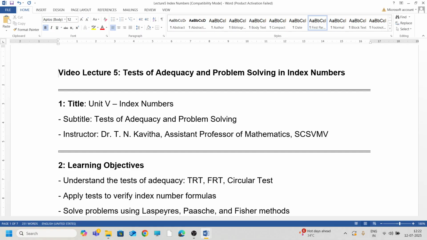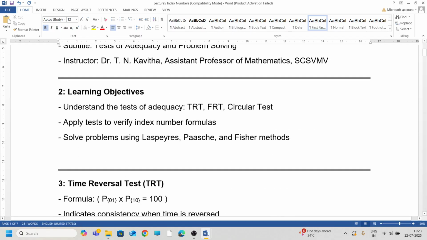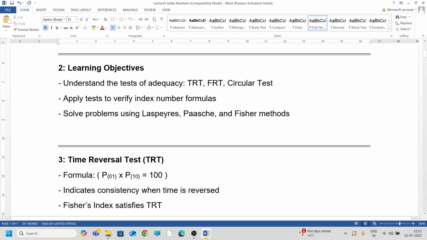I am Dr. Kavitha. In this lecture, we will learn how to test the adequacy of index number formulas and solve practical problems using those methods. So the learning objectives: understand the test of adequacy, TRT, FRT, circular test. Apply tests to verify index number formulas. Solve problems using Laspeyres, Paasche and Fisher's method.